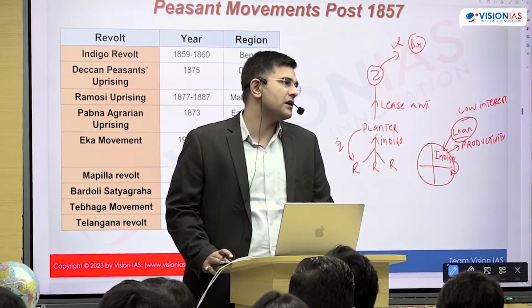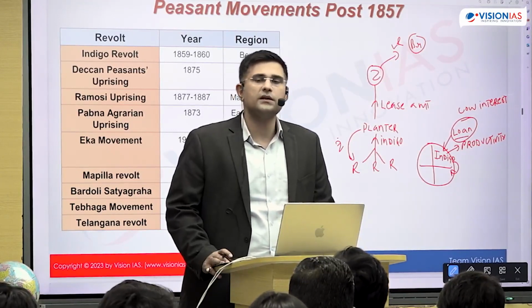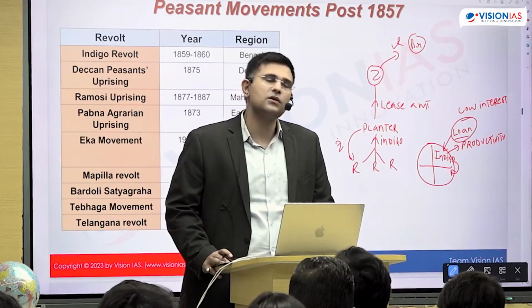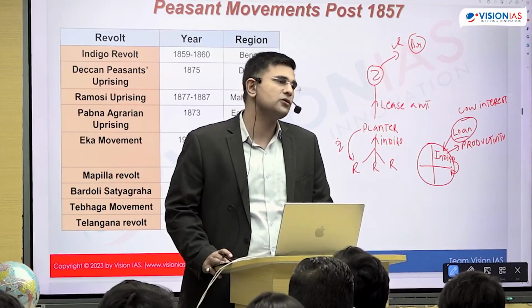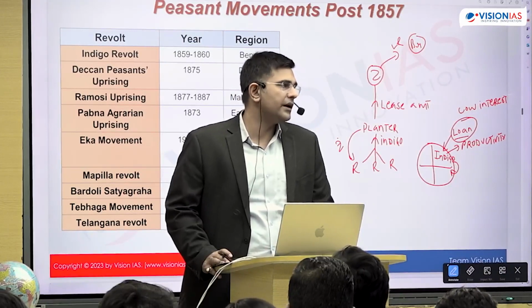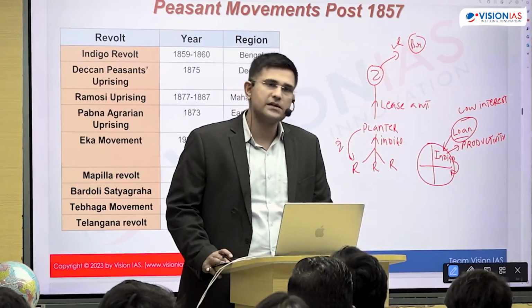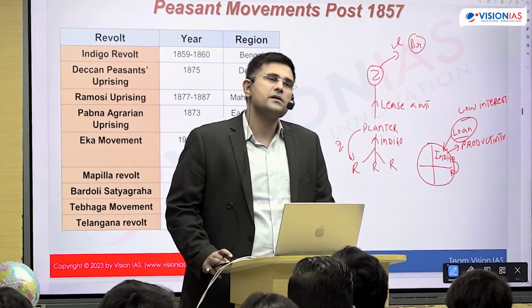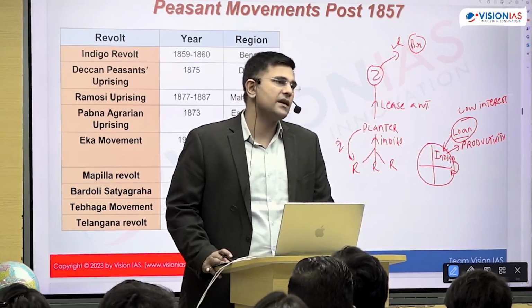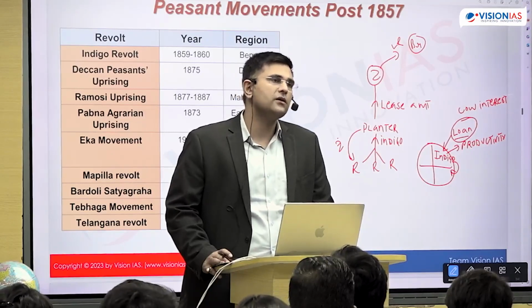That is how indigo cultivation shifted from Bengal to Bihar, where it continued as the Tinkatia system. In the Tinkatia system, on 3/20th of your plot, you will be forced to cultivate indigo. When Mahatma Gandhi came from South Africa to India in 1915, the Champaran Satyagraha in 1917 was against this. Why? Because in the 1880s, German synthetic dye was created. As a result, the demand for natural indigo came down.